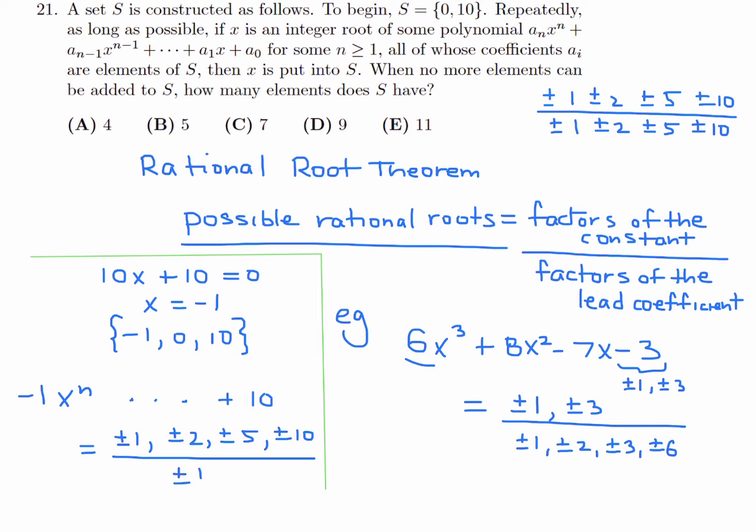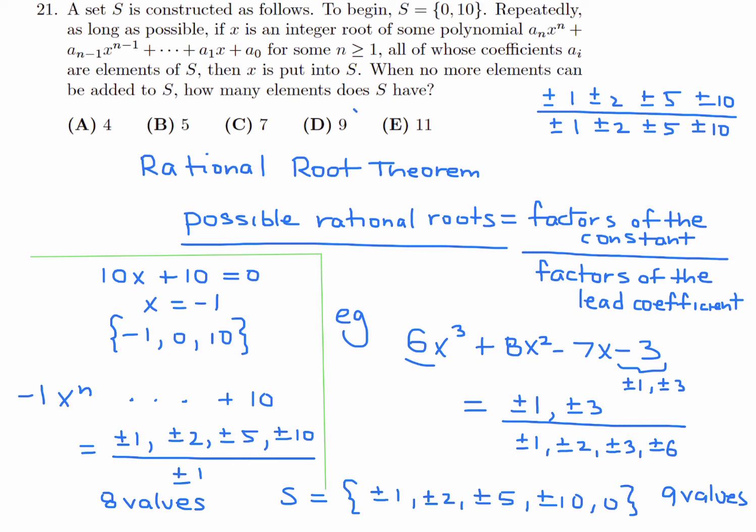And this gives me 8 values. Those 8 values, which are basically the roots, will go into my S. So my S now becomes plus or minus 1, plus or minus 2, plus or minus 5, plus or minus 10, and don't forget the others. The negative 1 I've already put in, the 0 I haven't, and the 10 I've already put in. So this S now has 9 values, and that is the maximum. So number 21, the answer is D.